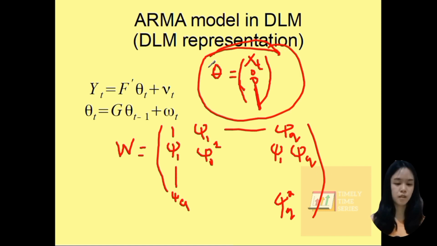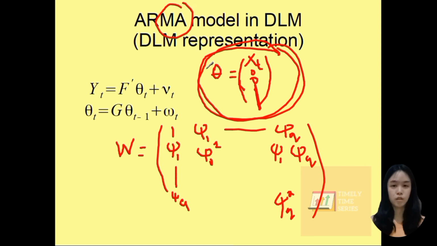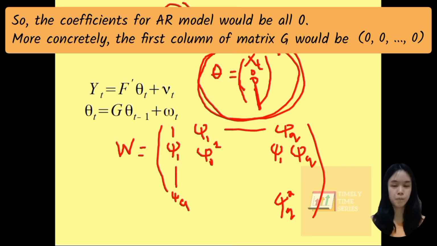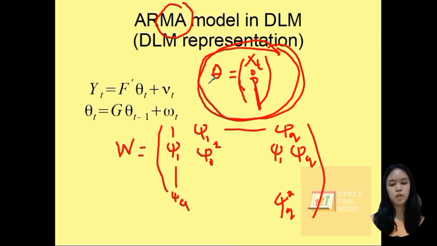I'm saying that the state vector would be like this because we will be only doing the MA model. We won't apply the AR model. So actually what we're going to do is apply a purely MA model, or moving average model.